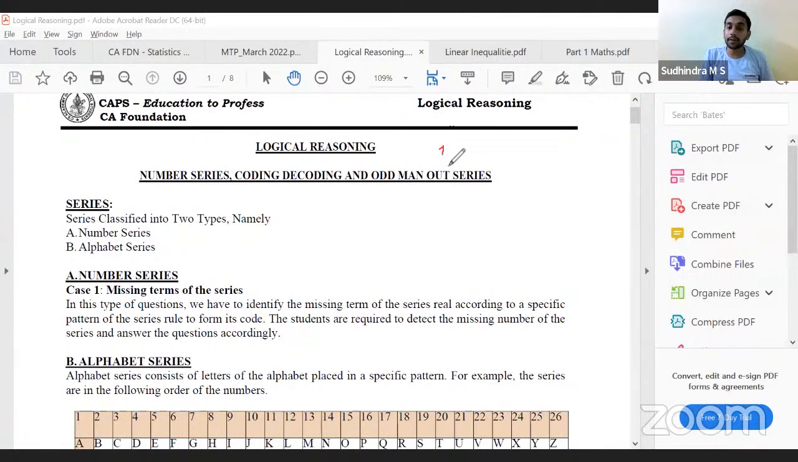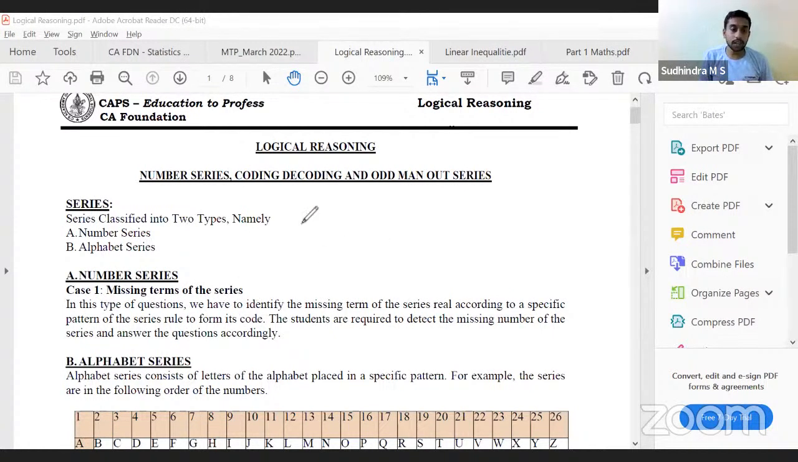It could be 1 plus 1 cube, 2 plus 2 cube, 3 plus 2 cube, or 2 cube minus 1, 3 cube minus 1. The patterns could be such as well. So we have to identify the pattern, and then one number among the pattern would be a missing figure. We have to identify that missing figure. So most of the times the pattern would be easily identifiable. However, 1 or 2 questions would be slightly tricky in this.